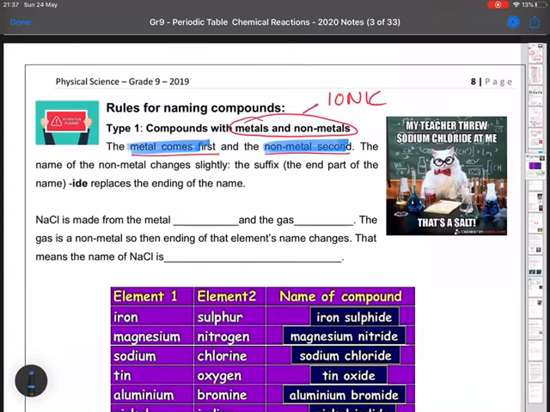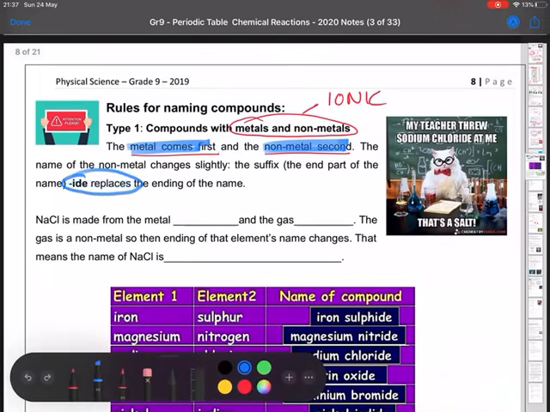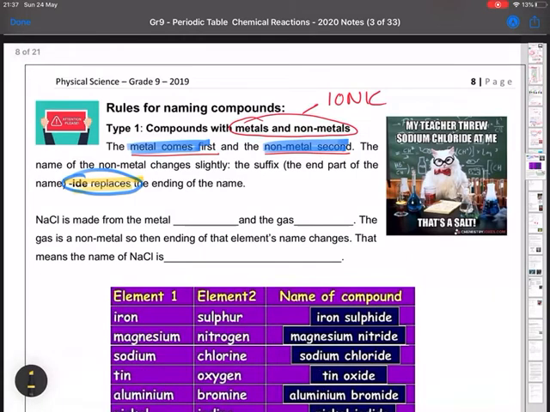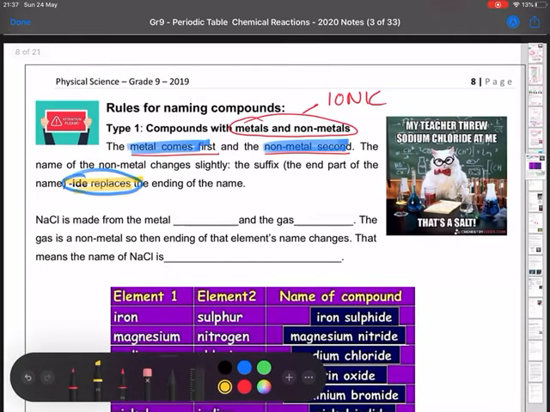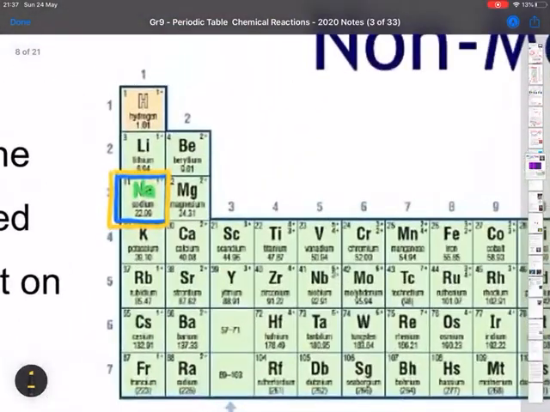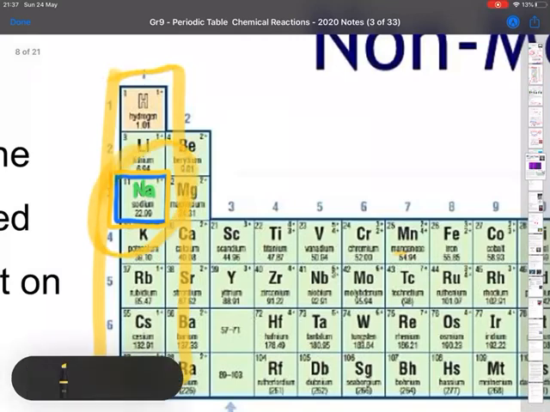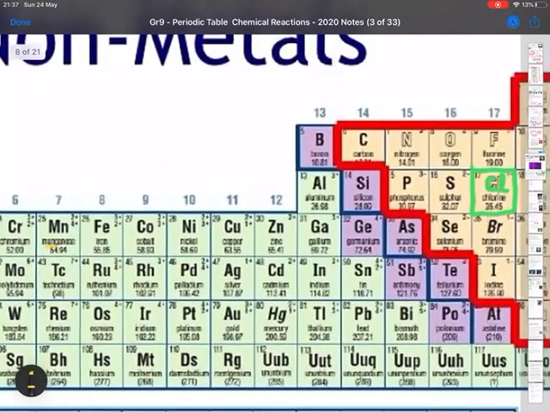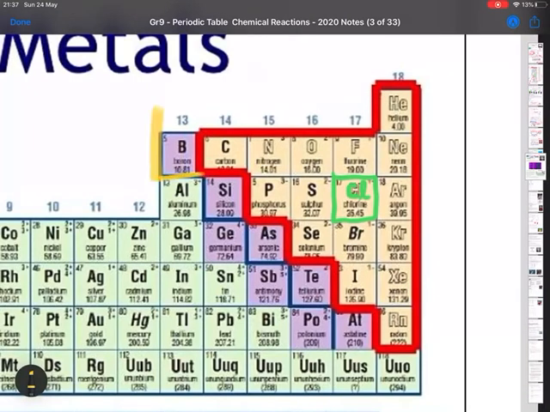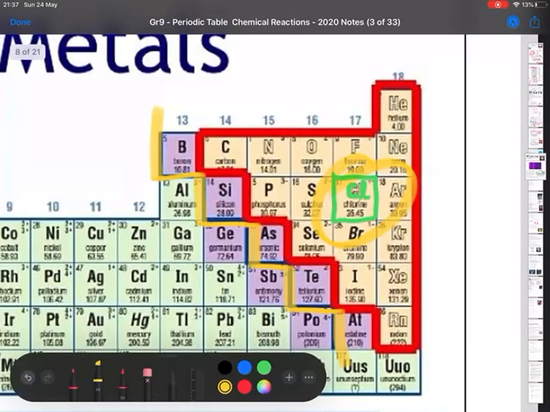We add the suffix. A suffix is something that goes at the end of the name. We add the suffix "ide," and that replaces the ending of the name. So highlight that part. So for example, you're familiar with table salt, sodium chloride. Sodium is the metal. Have a look where sodium is on the periodic table. This is group 1, the alkali metals, and here's sodium. So sodium is the metal, and chlorine is the non-metal. Chlorine's on the right-hand side of the step line on the periodic table. There's chlorine, so we've got metal, non-metal. It's an ionic compound.